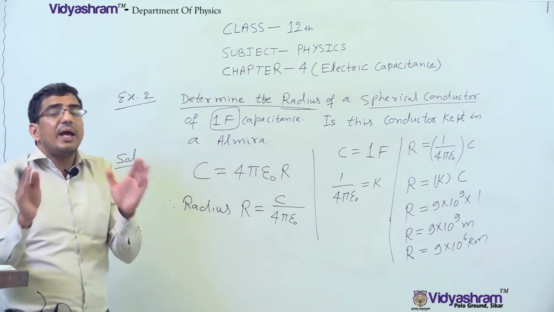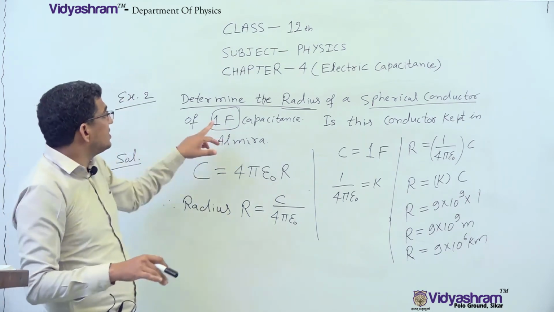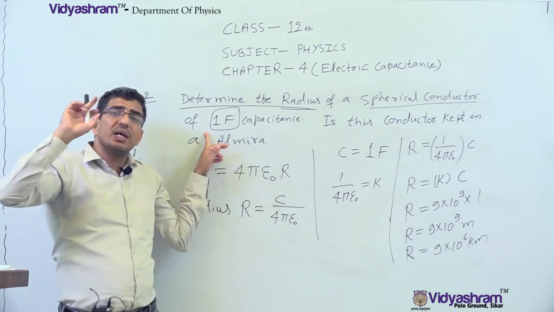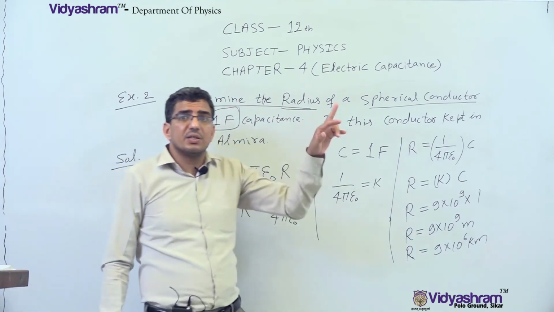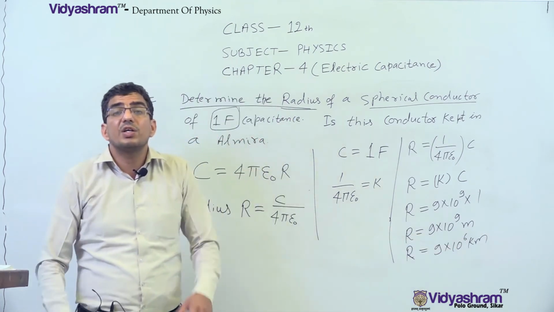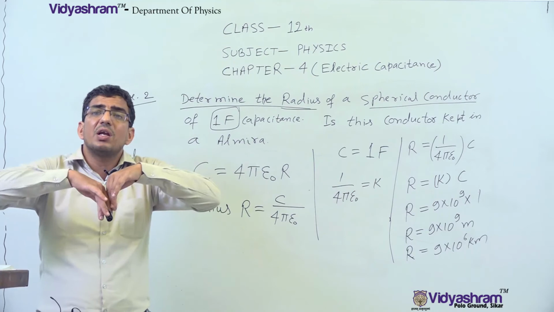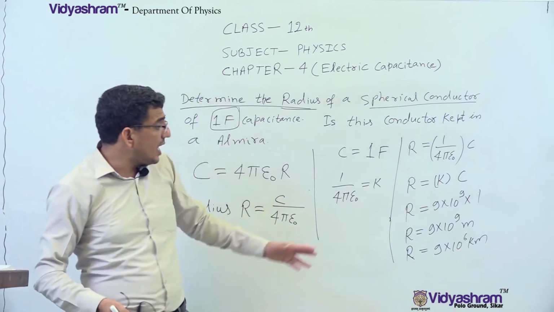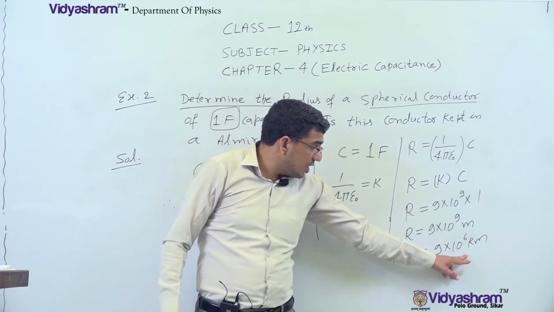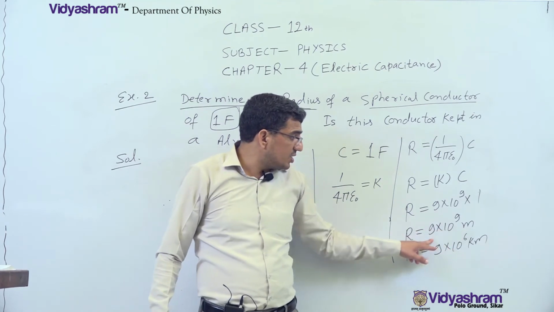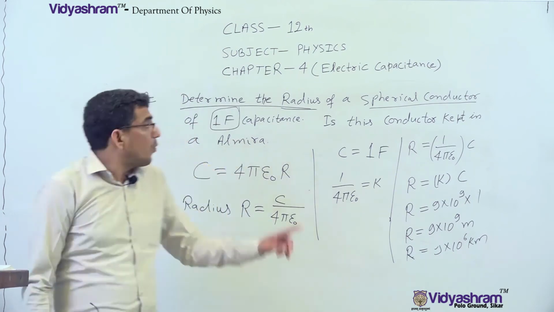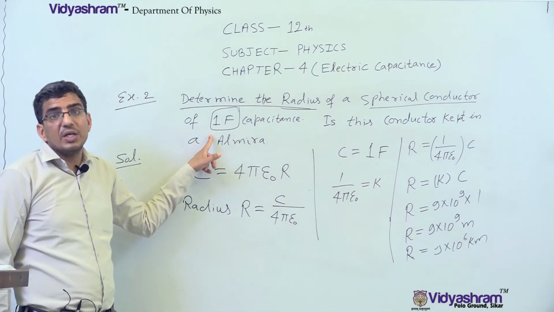Listen to me. A spherical conductor whose capacitance is 1 farad has a radius of 9 × 10^6 kilometers. It is a very large spherical conductor, 1000 times larger than the earth. So 1 farad is a very large unit of capacitance.